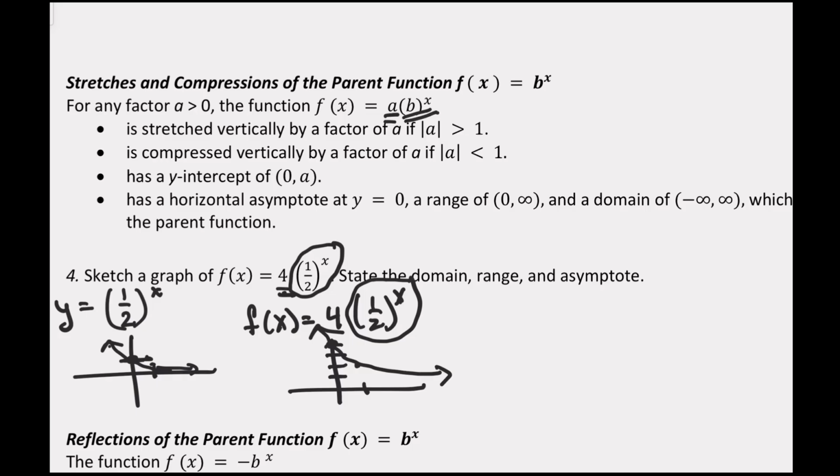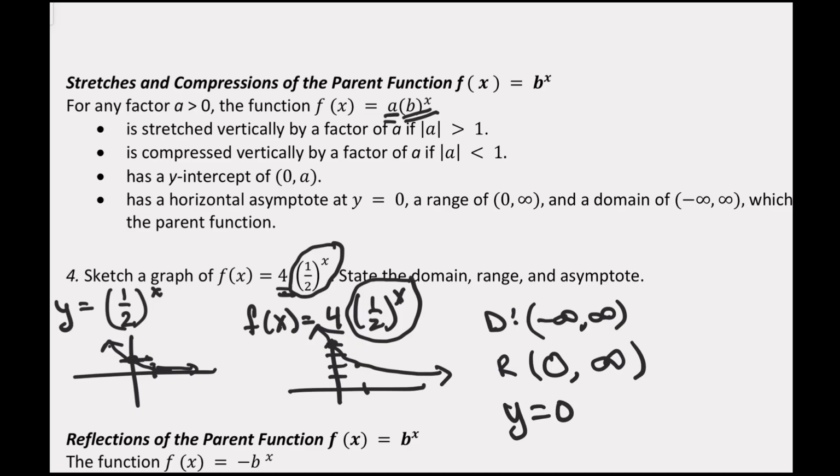Domain is still all real numbers. Range, we can see, is anything greater than 0. And asymptote is y equals 0. Okay. Now, if the multiplier in the front is larger than 1, you have a vertical stretch. If it's less than 1, it's going to compress it.